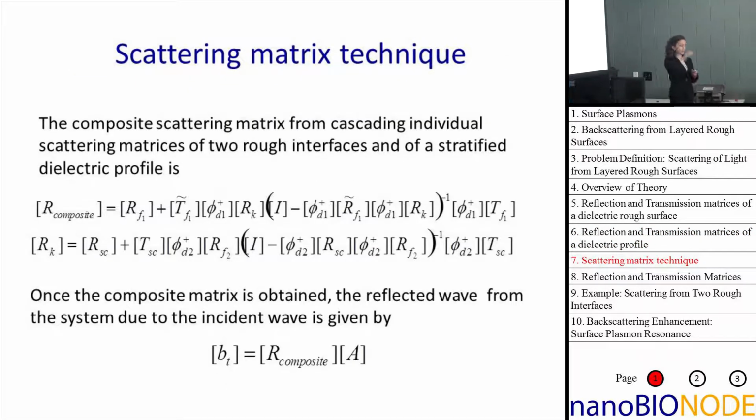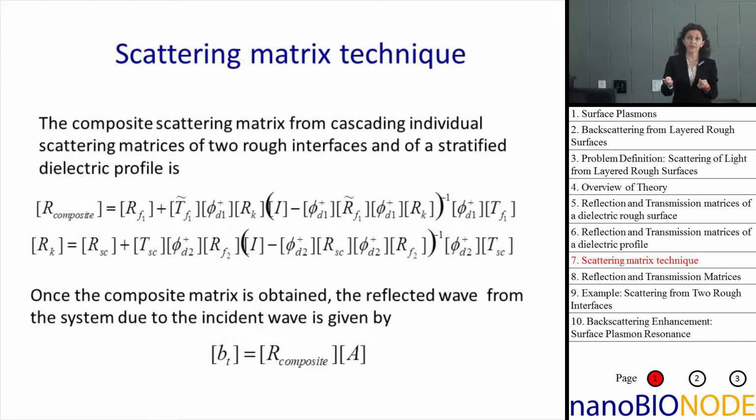Now when you put everything together, let's say you have two rough surfaces, some kind of a profile in between, or it doesn't have to be two, it could extend to n layers. The way we define the composite reflection operator is through the reflection and transmission operators of individual components of this system. This is not for rough surfaces necessarily, but for layered structures, this is a known way of representing the composite reflection operator. But again, we're extending this concept to random rough surfaces.